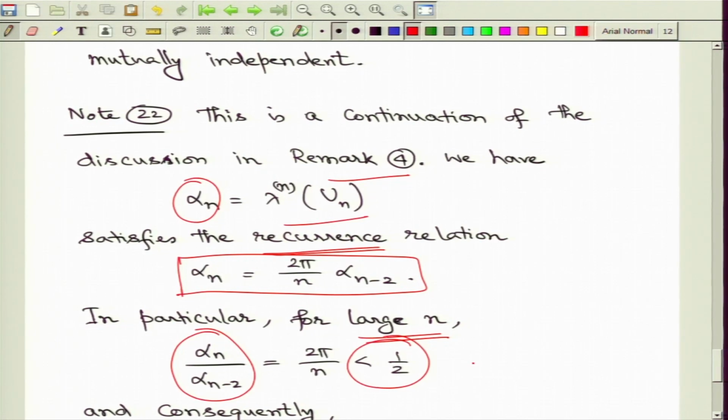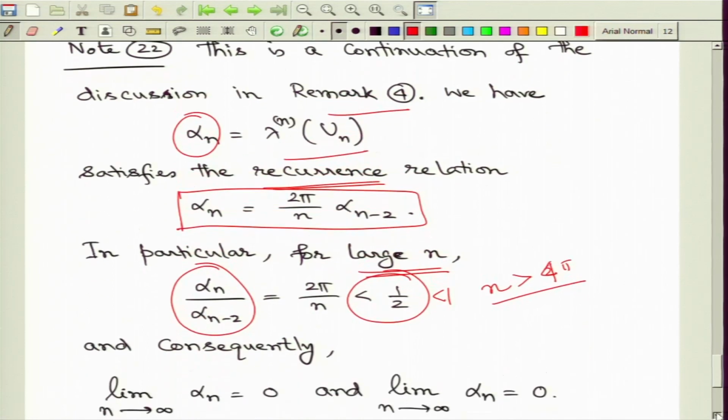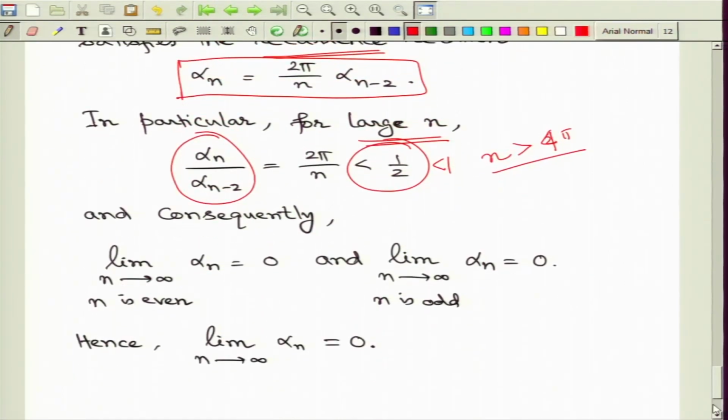To do that, all you have to do is to choose n larger than 4 pi. If we do that, then you immediately have this bound which is less than 1. Now, as a consequence of that, if you let n go to infinity over even integers, then what happens is that these alpha n's must go to 0. Here note that we are taking only even integers and using the fact that if n is even, n minus 2 is also even, and then this ratio will give us that this limit must go to 0.